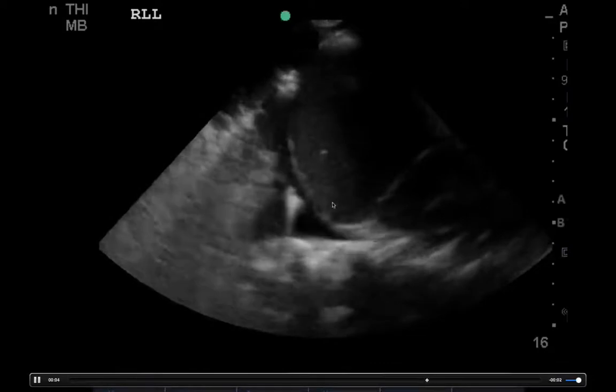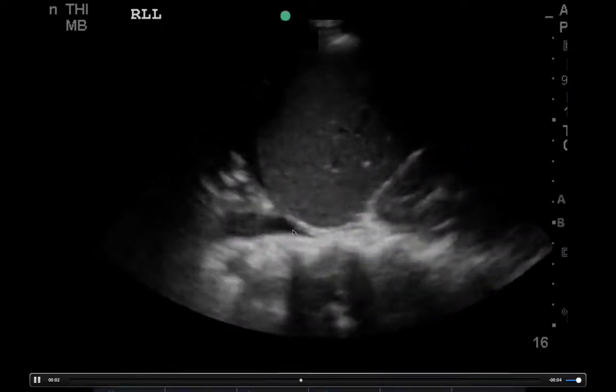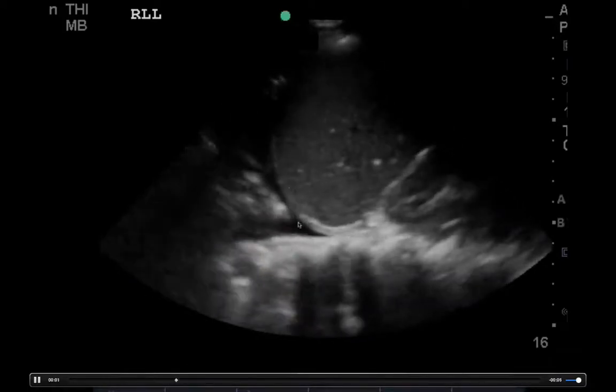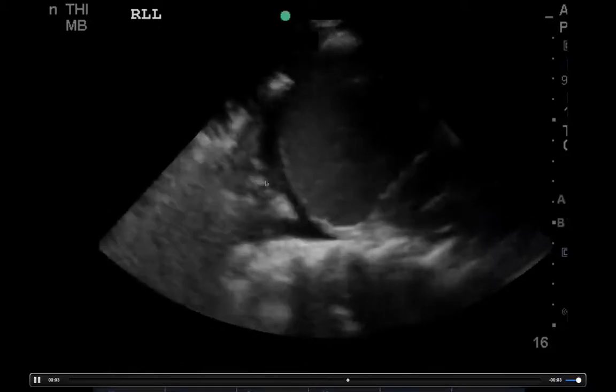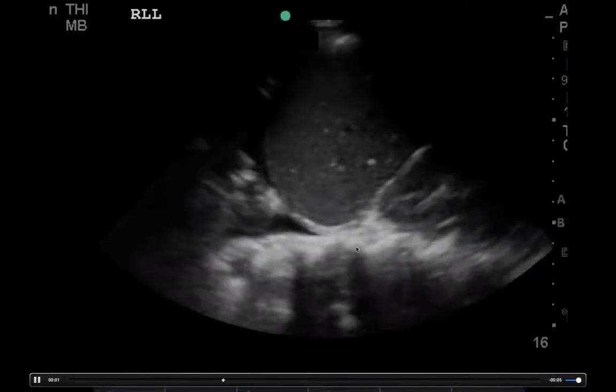But what's wrong here? We lost the mirror, and now we have this area that's anechoic, right? It has no echoes. It's dark. So that indicates that there's fluid there, and there's something here moving. That's obviously her lung. So she has a pleural effusion.